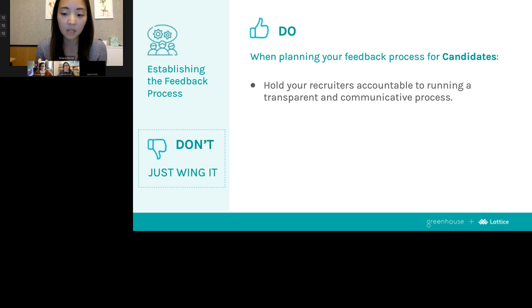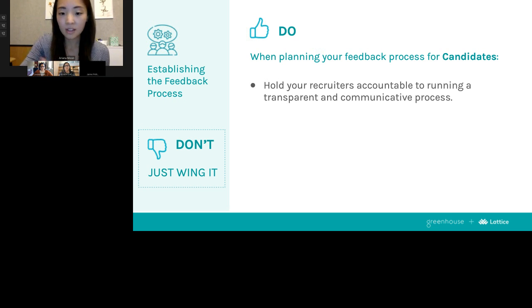So what that means to me is you want to be clear about what interview stages the candidates will be moving through, what the purpose of those interviews might be, who they will be meeting, and also you want to be able to communicate this to your internal interviewers who are involved.